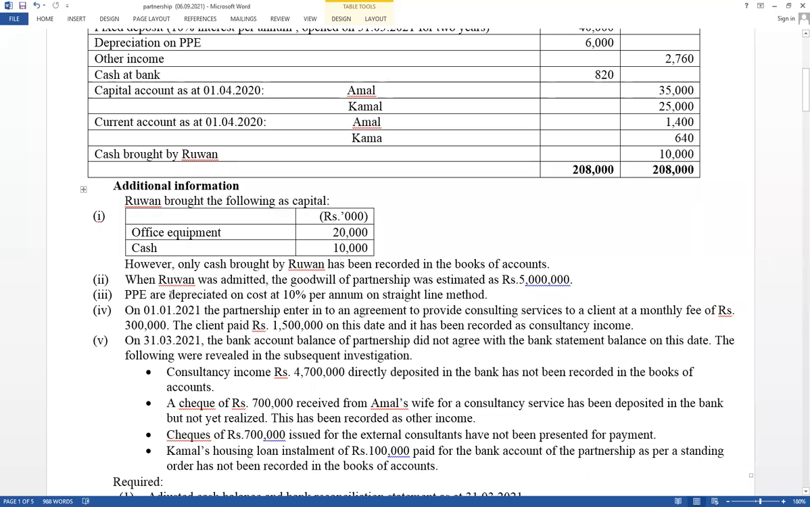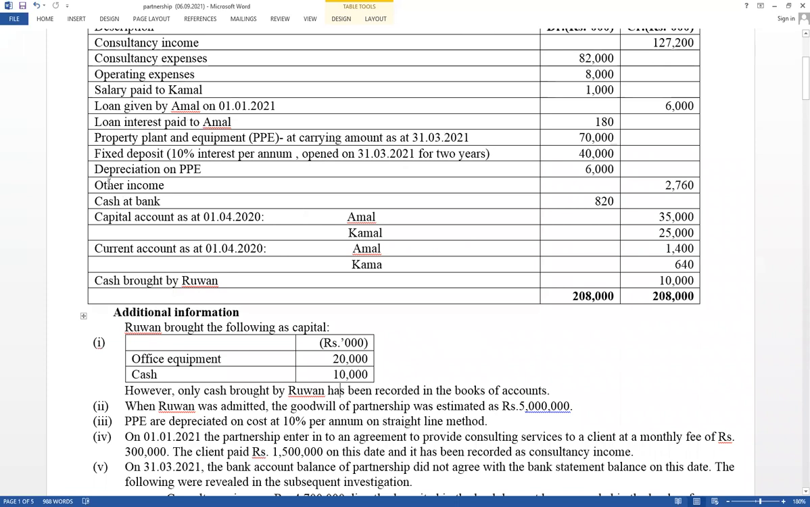Second part, when Ruwan was admitted, the goodwill of the partnership was estimated 5 million. Old ratio credit, new ratio debit. Third one, property, plant and equipment depreciation on cost 10% per annum on straight line methods. Very, very important. Trial balance it has given depreciation expense accounts. As well as carrying amount it has given property, plant, equipment.